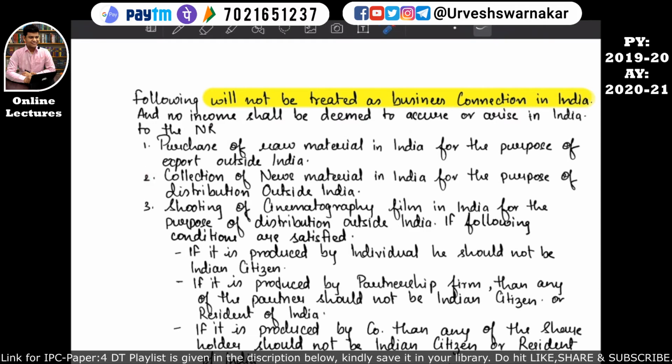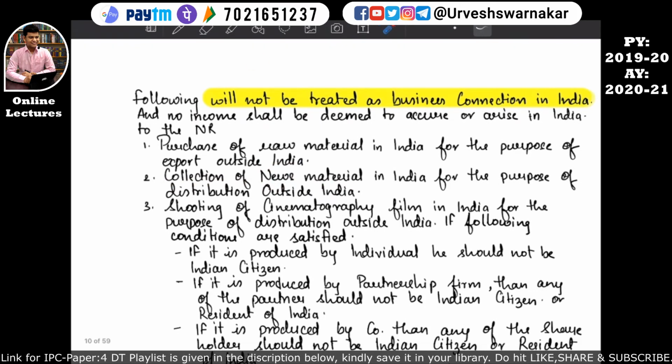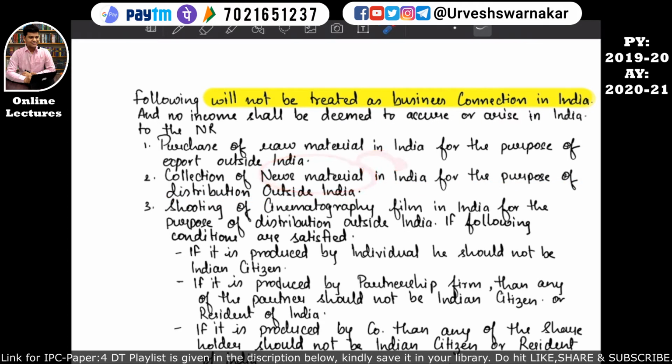Let's understand point number 2. Point number 2 says that collection of news material, that is a news feed, a news article, any kind of news collected in India for the purpose of distribution outside India. So basically this news is collected in India, and it has been distributed outside India by this non-resident's business connection in India, then it will not be treated as business connection in India, and no such income shall be deemed to be accruing or arising to the non-resident. I hope this is quite clear to you all.